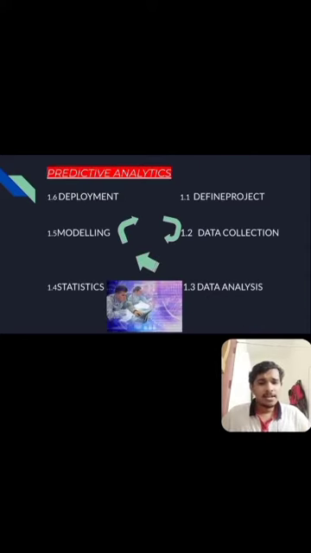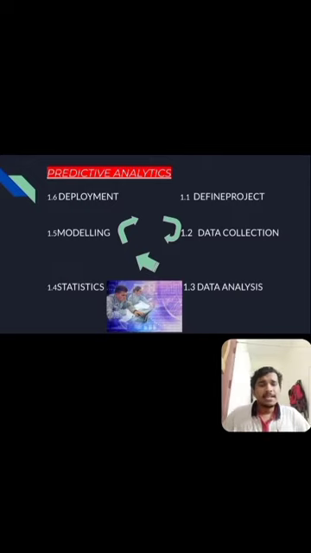These are the certain steps included in a successful predictive analytics project, from defining a project to deployment. First, defining a project. Defining a project means defining the project outcomes. The second step is data collection, that's our topic, data mining.